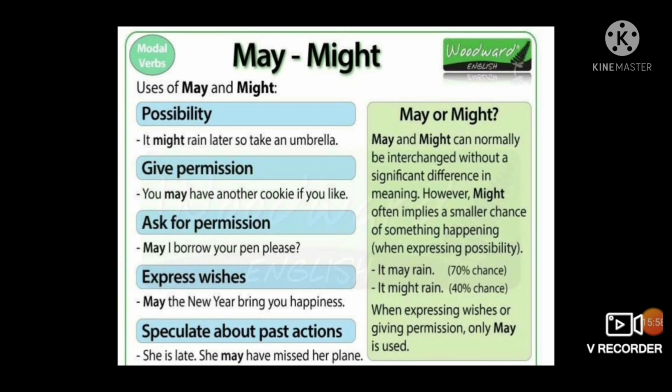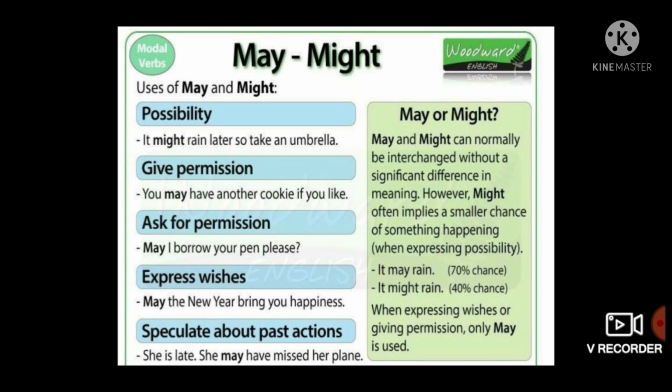Then may and might always express possibility. May is used for higher possibility, and might is used for lower, lesser possibility. The uses of may and might. A possibility: it might rain later, so take an umbrella. That's a much possibility, so we should take an umbrella.